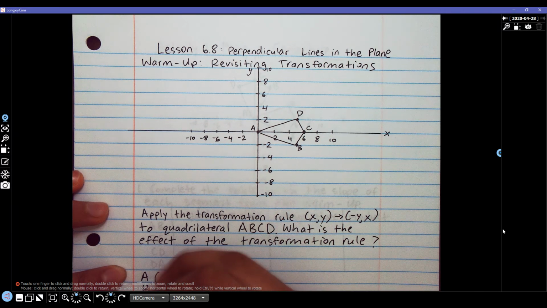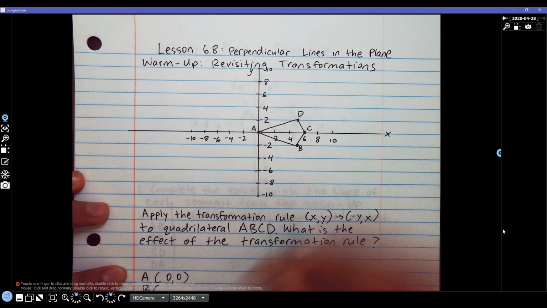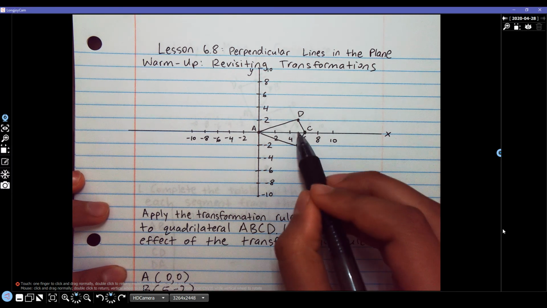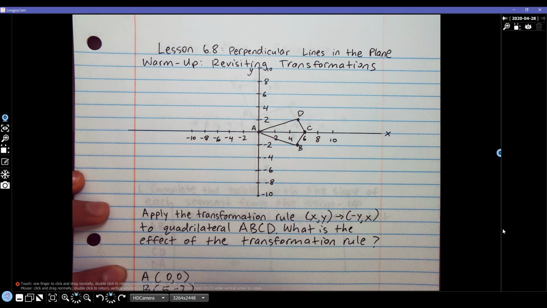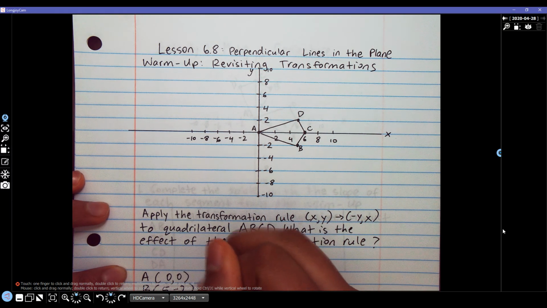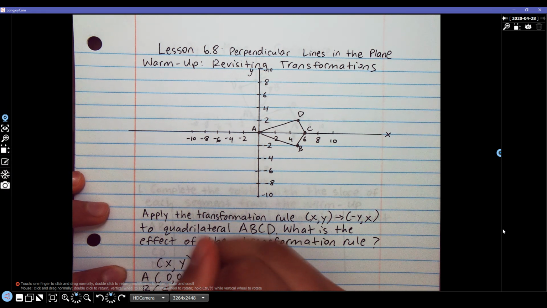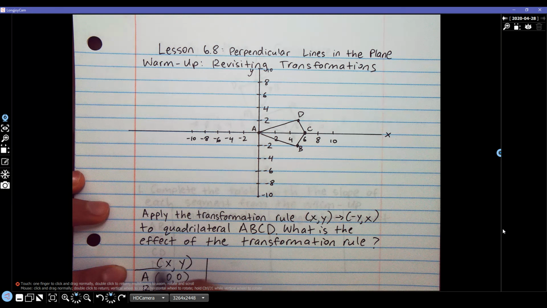So A is at (0, 0), so our origin. B is at (5, -2). C is at (6, 0). And then D is at (5, 2). All right, so this is our original figure, and so I'm going to keep this as x comma y, right? That is our original figure.